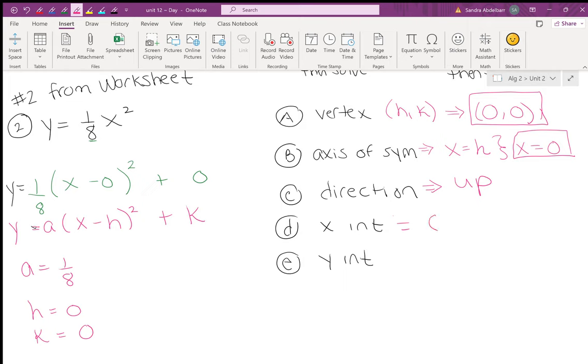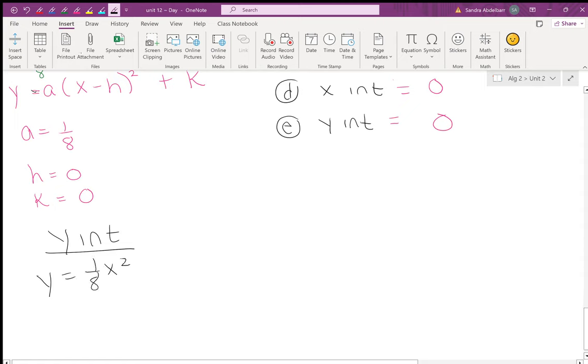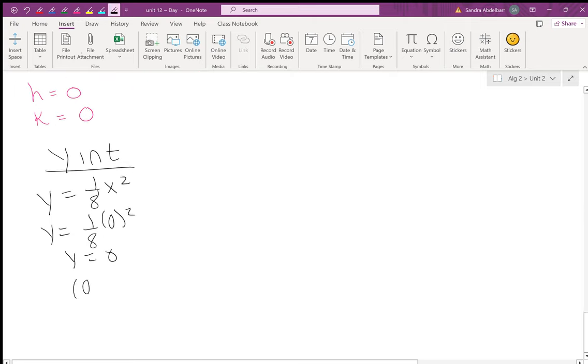0, yeah. What is our y-intercept? 0. Let's say you didn't know. Let's say you couldn't visualize it. You do y-intercept and you would say y equals 1/8 x squared. You'd set x equal to 0. So y equals 1/8 0 squared, which is just 0. So my y-intercept is 0, 0.